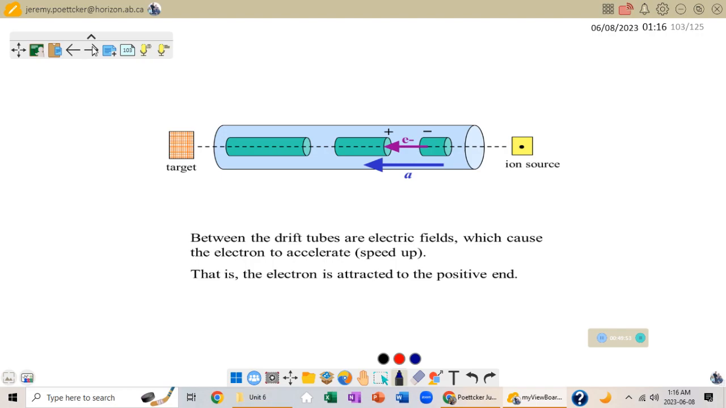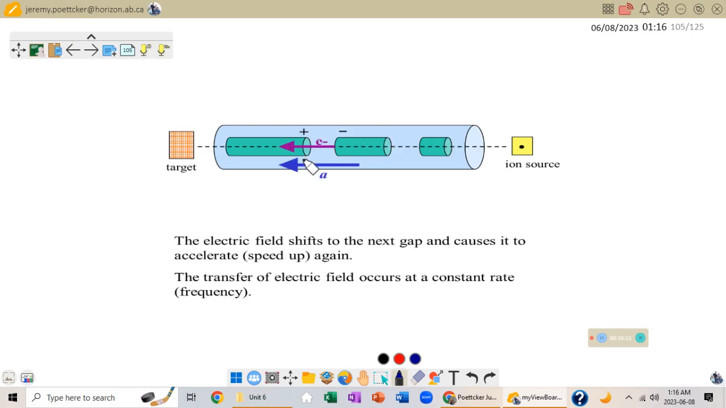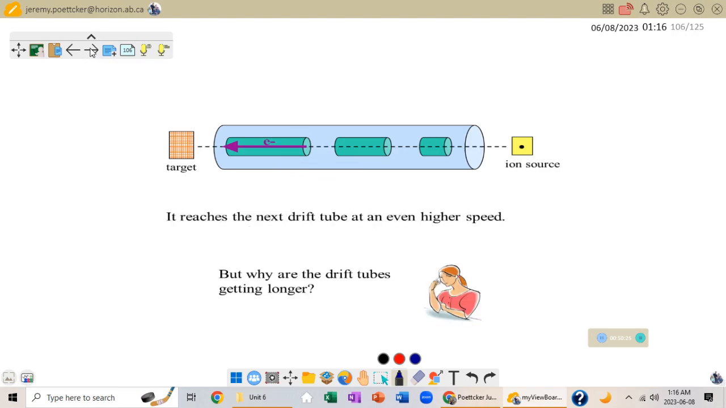What happens next? Well, between the drift tubes are electric fields, which cause the electron to accelerate. Right? So the electron is attracted to the positive end, it accelerates. Beautiful. Reaches the next tube and travels through it at a constant speed. Another gap, another electric field. The transfer of the electric field occurs at a constant rate, or a constant frequency. Reaches the next drift tube at an even higher speed.